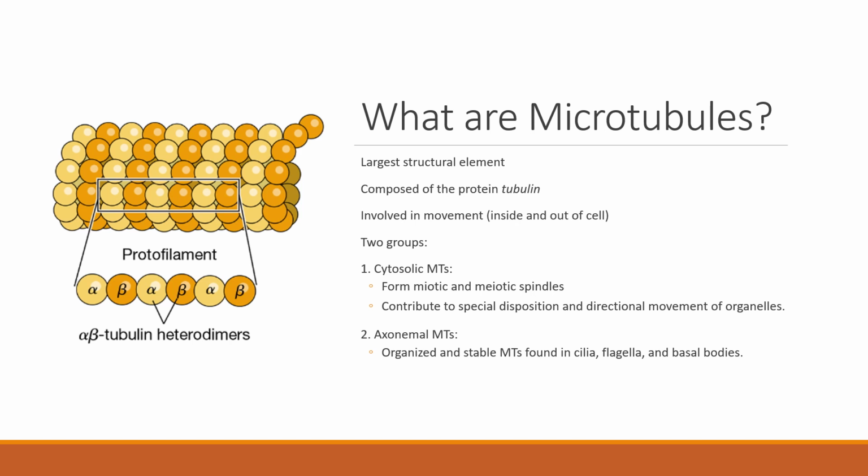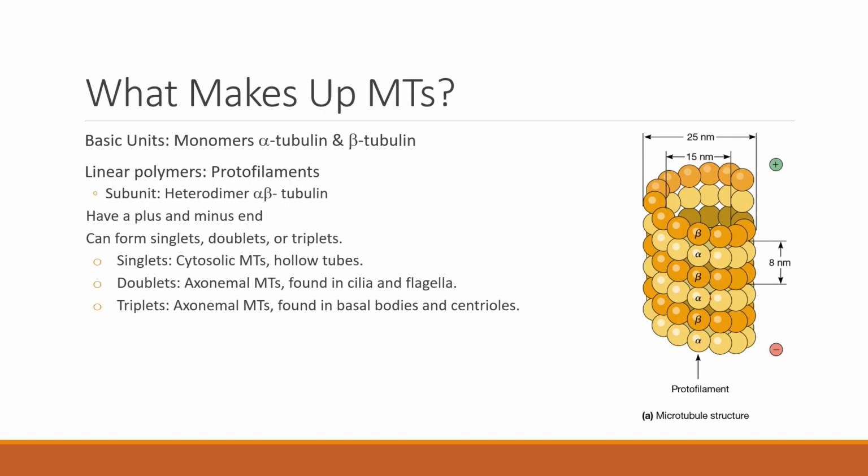Axonemal microtubules are highly organized and are involved in cellular movement, so they help structure cilia, flagella, and the basal bodies. So what makes up microtubules? They are made up of two monomers, alpha tubulin and beta tubulin.